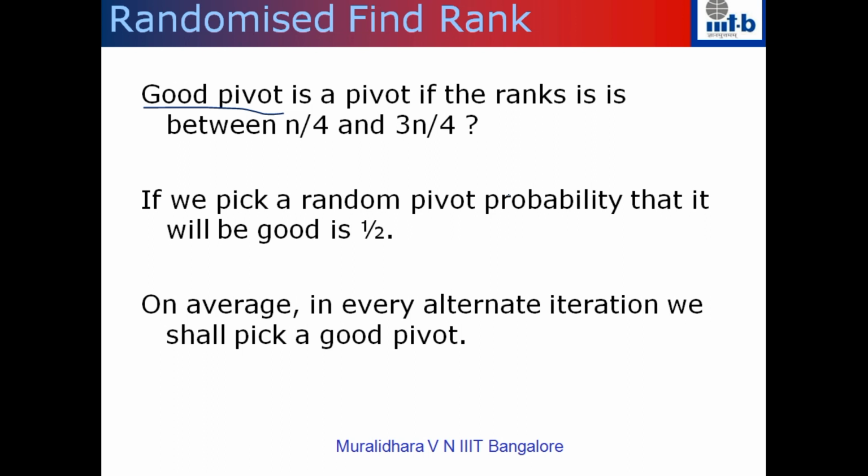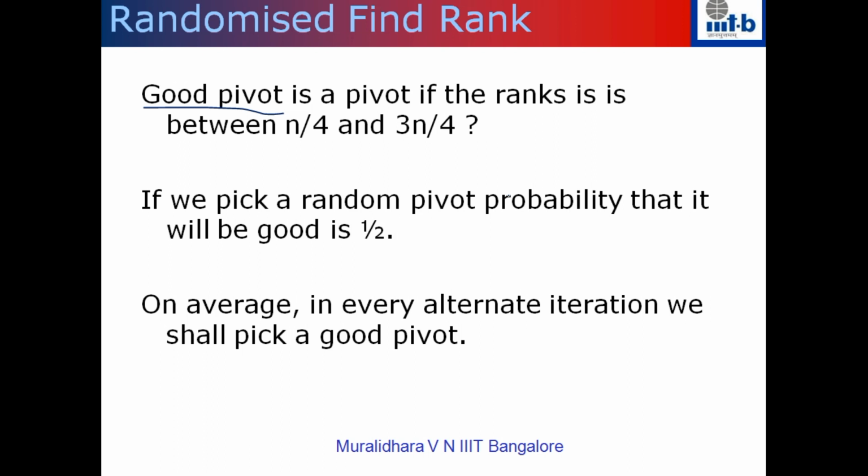So the rank should be slightly greater than n by 4, but smaller than 3n by 4. The rank of this pivot should not be too extreme. If it is very close to n, then I am only going to discard very few numbers. If the rank is very small, that is also going to be very bad for me. You can think of it this way: if the pivot is the maximum number, then the rank is 1. If it is the smallest number, then the rank is n. We don't want such cases, because such pivots will not partition into two equal halves.